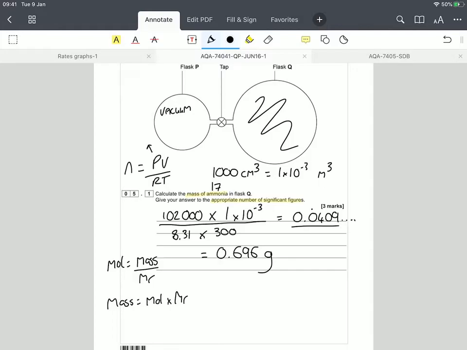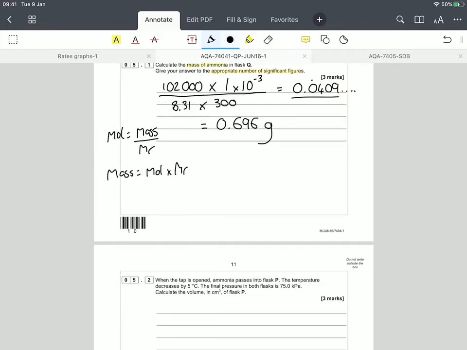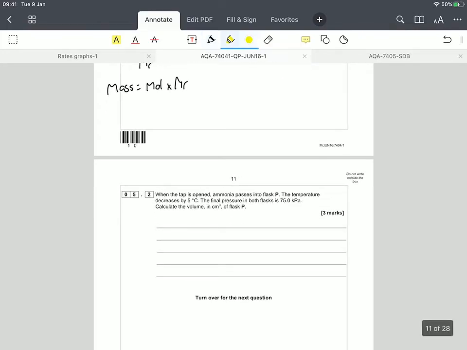0.696 grams, okay? So, next bit. Wrong screen. There we go. Alright. When the tap is opened, ammonia passes into flask P.